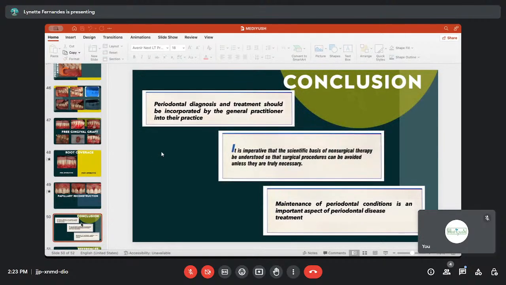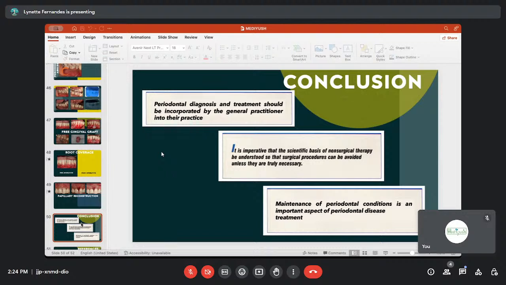So we'll conclude our presentation saying, of course, as we saw, periodontal diagnosis is of utmost importance. Once you diagnose the case, the treatment should be incorporated by the general practitioner into their practice. You try your gingivitis case, you do a proper supragingival and subgingival scaling. You realize there's still subgingival calculus present, and after re-evaluating, the pockets are still present. You refer the patient to a periodontist to further carry on the procedure.